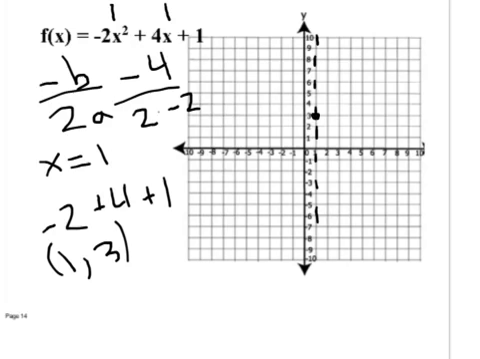Now, I'm supposed to determine whether this is a maximum or minimum. A is negative, so it's going to be a maximum because we're going down. I look, my y-intercept is at 1, so I go one step away from the axis of symmetry on the other side. I make them symmetrical, and then I draw it. There we go. That is all you have to do.